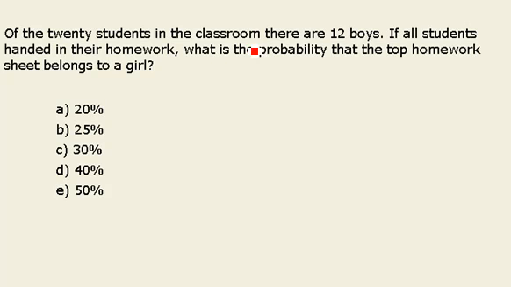Of the 20 students in a classroom, there are 12 boys. If all students handed in their homework, what is the probability that the top homework sheet belongs to a girl? Well, in order to solve this problem, we will have to recognize probability.